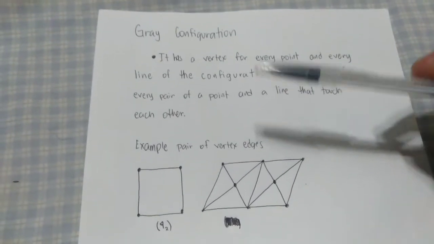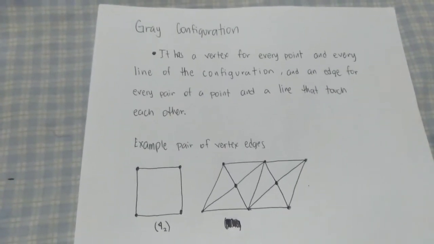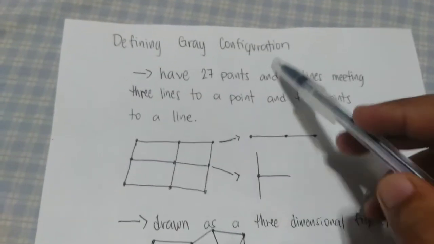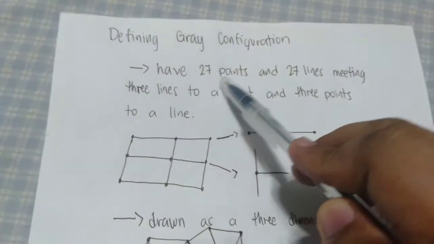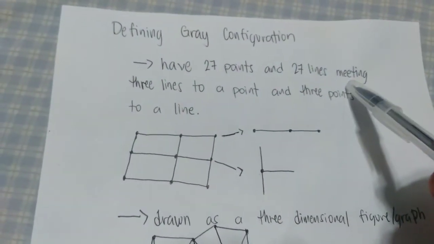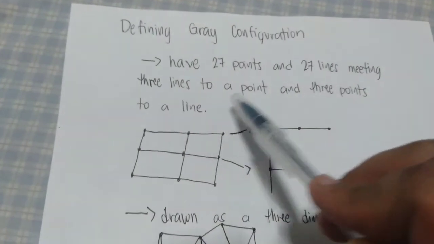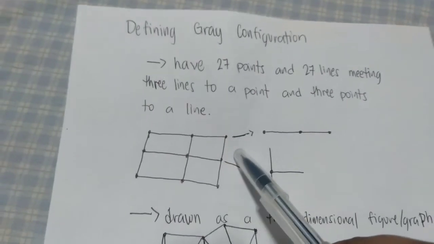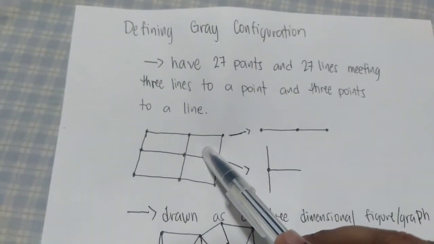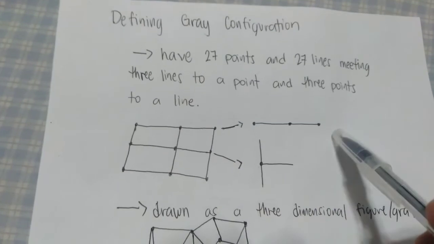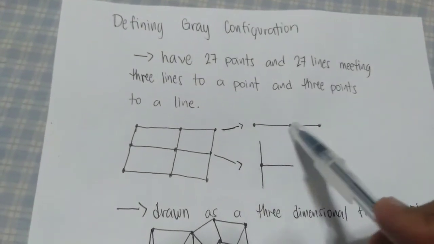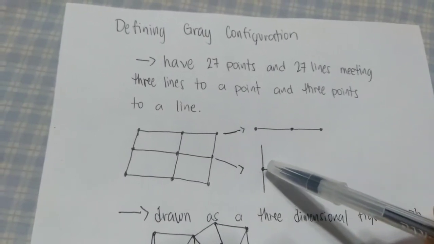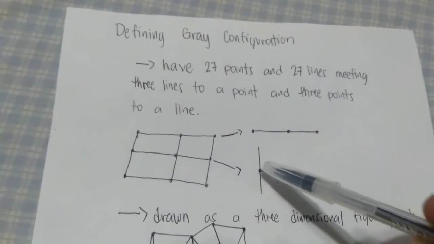So how to define a Gray configuration? The Gray configuration has 27 points and 27 lines, with 3 lines meeting at each point and 3 points on each line. An example of this is displayed. We have a specific visualization. First is a line with 3 points, and second, each vertex, or point, has 3 lines.